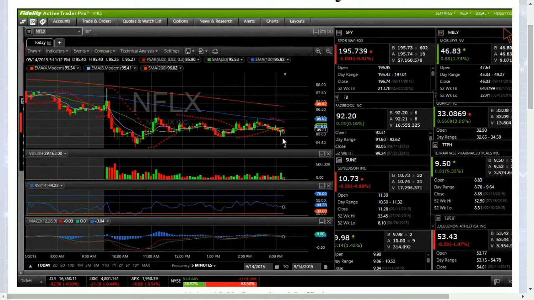But the 20 period moving average resistance is 95.54. 100 period moving average resistance is 95.92, and there's going to be nothing bullish about the Netflix chart until it can turn this into support.